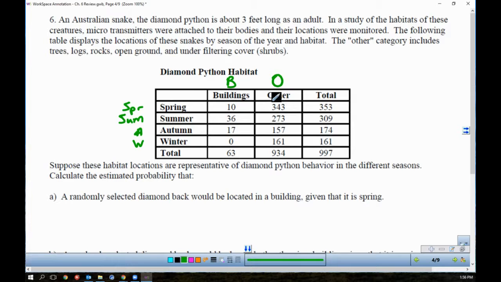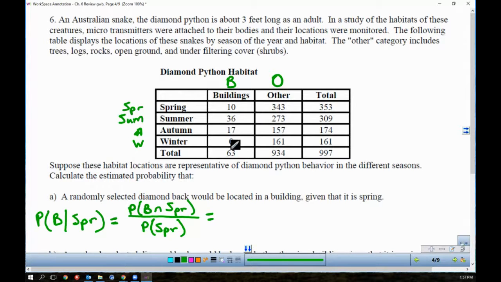Okay, so A asks us to find the probability a randomly selected diamondback would be located in a building. I'm just going to go and start right. Probability of building given that it's spring. So remember, this is the probability of their intersection divided by the probability of which one? Spring.